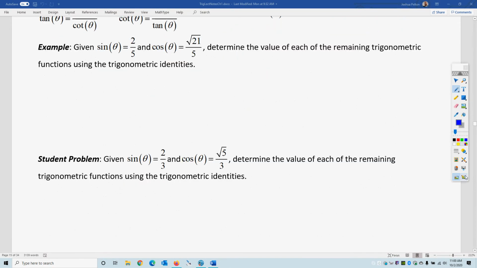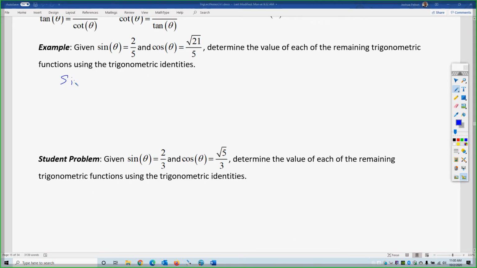So for example, let's write the limited set here. So we want the sine, cosine, tangent, and the reciprocals, cosecant, secant, and cotangent.